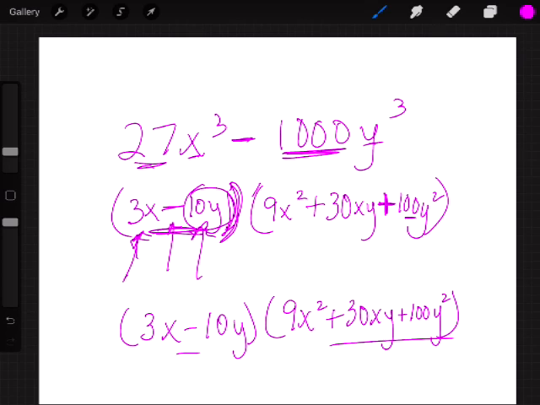Notice that on the cubes you can do a plus or a minus. Remember on the perfect squares we did a while ago, it had to be a minus. So that's a major comparison there on those two.